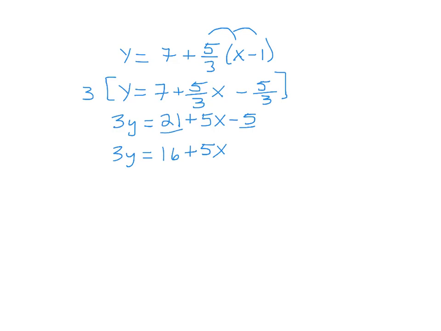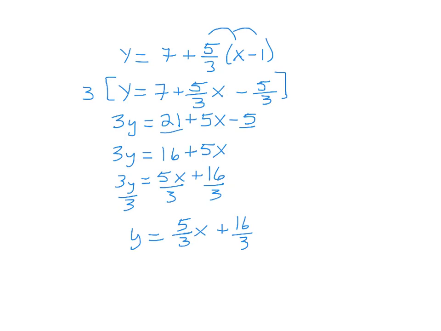And then I'm going to reorder these, so I get 3y equals 5x plus 16. Now we're close to our slope-intercept form. And then our last step is just simply divide out this 3 across every single thing in our equation, and I end up with a final equation in slope-intercept form of y equals 5 thirds x plus 16 thirds.